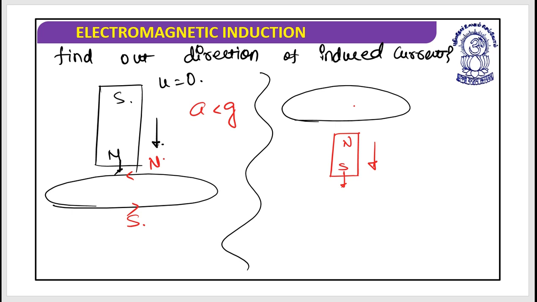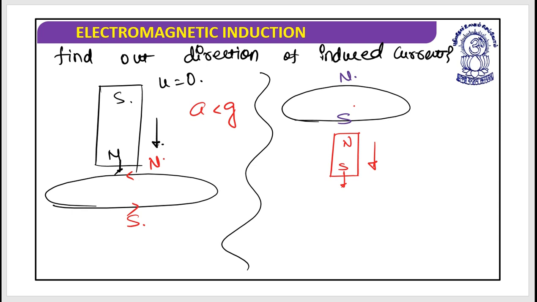So what you are supposed to do, you want that this bar magnet should not move down. So how can you achieve this? By attracting it. How can you attract it? By creating a south pole on the downward side. If you are able to produce a south pole here and north pole here, then you will attract the bar magnet.